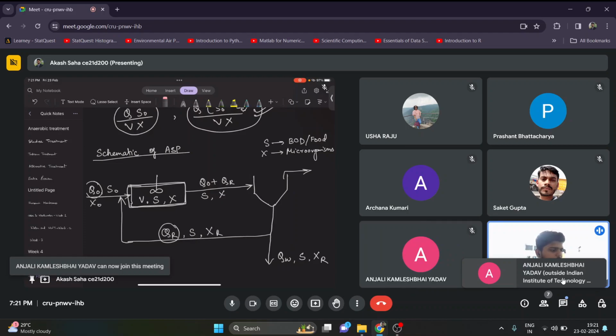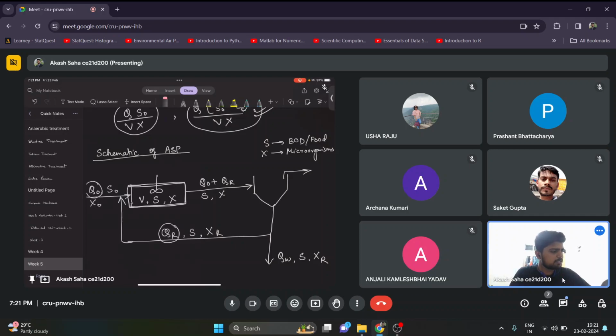So now, after all this, the leftover flow that is coming out from the secondary settling tank is Q naught minus QW. So this is what is left in flow rate, and this will be S. I will make the settling biomass here. S will be the same, and the effluent microorganism concentration that is coming will be very minimal. Let it be XE, the effluent microbial concentration.